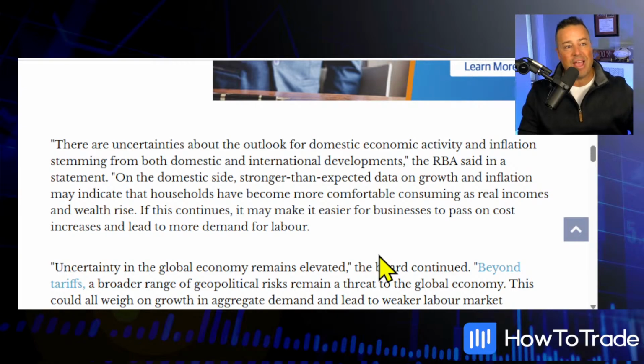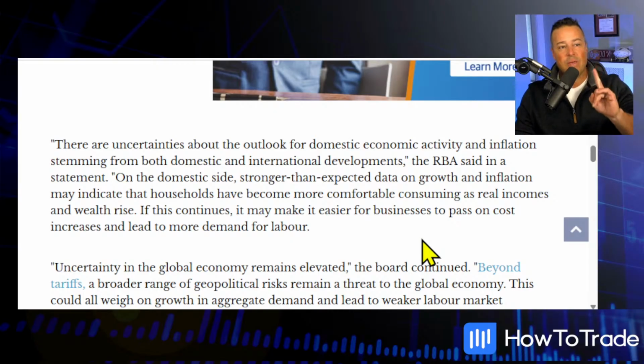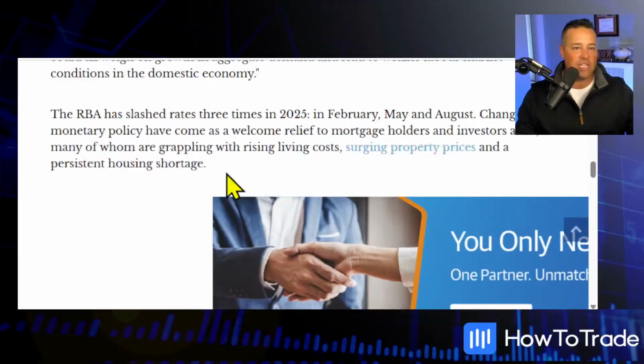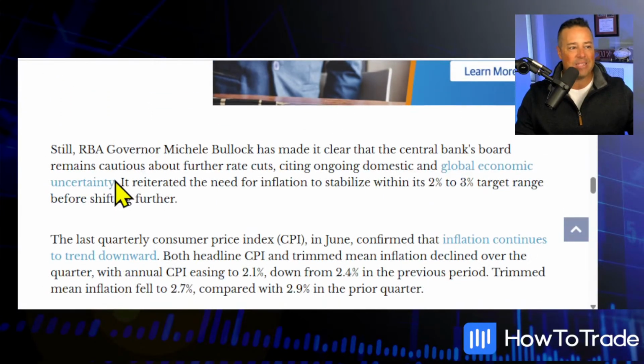There are uncertainties about the outlook for domestic economic activity and inflation stemming from both domestic and international developments, the RBA said in a statement. On the domestic side, stronger than expected data on growth and inflation indicates that households may become more comfortable consuming as real incomes and wealth rise. Okay, so what does that mean? It means inflation is a concern. Uncertainty in the global economy remains elevated. That's tariffs. That's what all central bankers are saying. They're passing the buck right now.